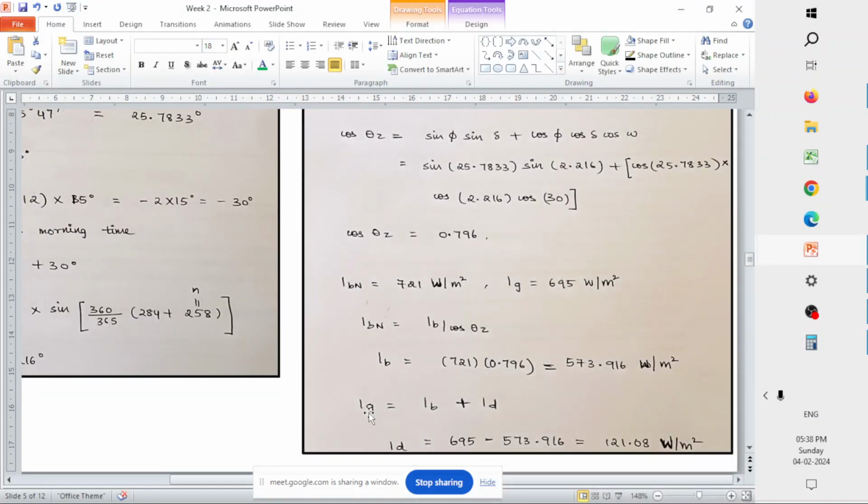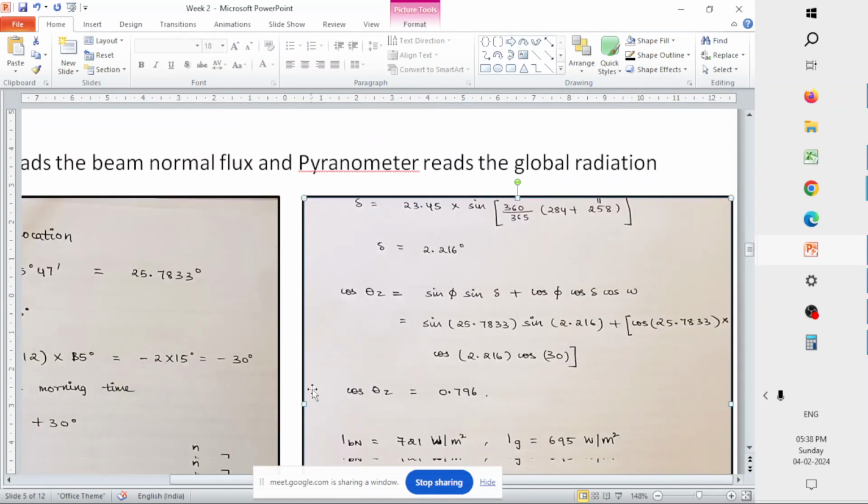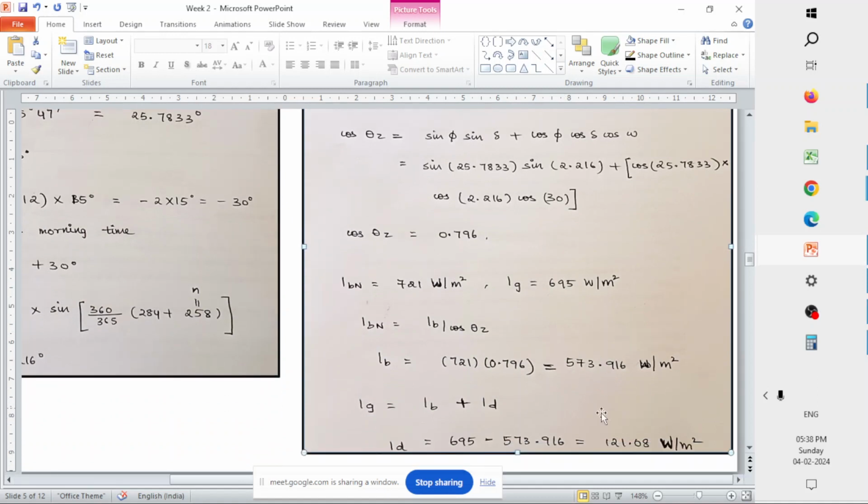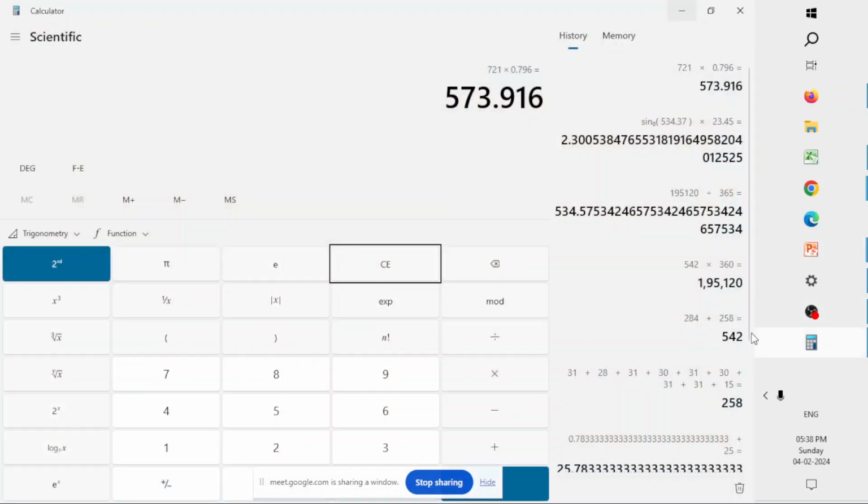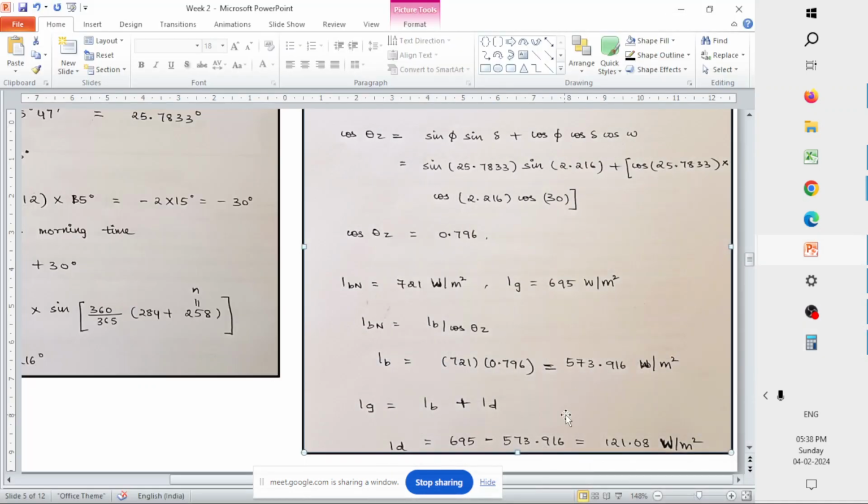Your IG is global radiation, that will be a sum of your beam radiation plus diffusive radiation. So you can calculate the value of diffusive radiation as global radiation minus beam radiation. Global radiation is 695 and beam radiation you got as 573.916, so if you subtract both, you will get 121.08 watt per meter square.